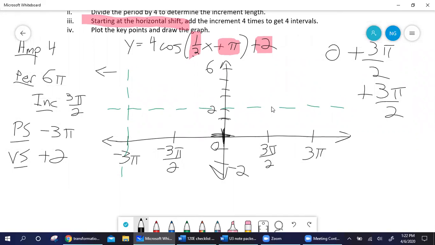So horizontally, I'm going from negative 3 pi to 3 pi. Vertically, I'm going from negative 2 to 6. All right, now that I have all that set up, now I can actually figure out what I'm graphing. I'm graphing cosine this time.